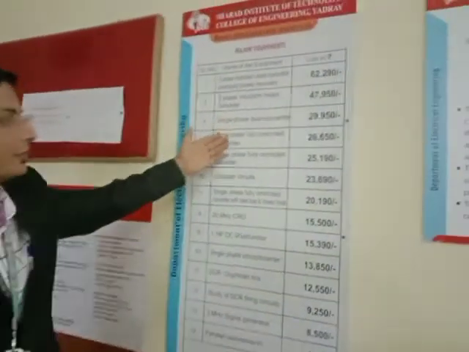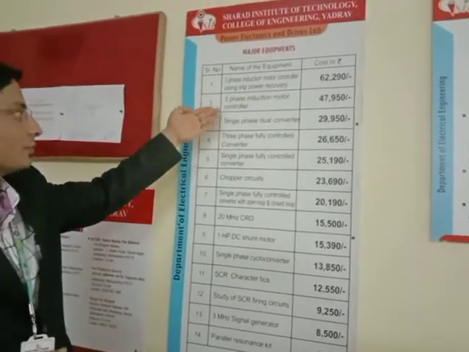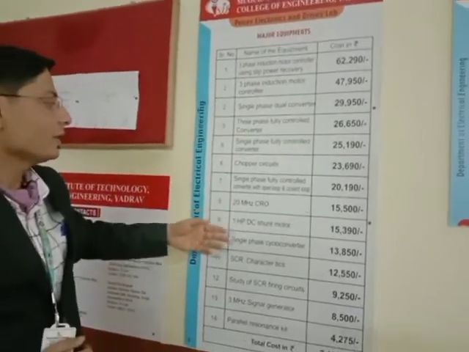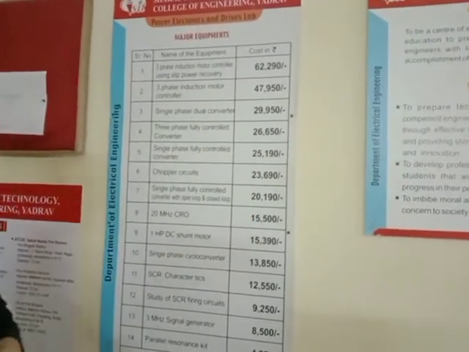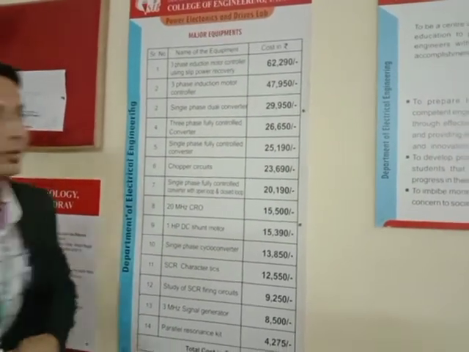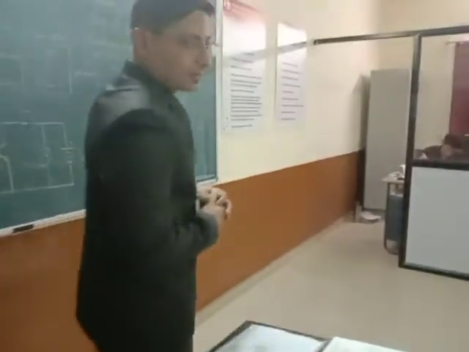And here is the list of some major equipment that we have in our laboratory. You can see the description of each major equipment, as well as the cost of each. Currently the Power Electronics Laboratory is running, so let us see the list of experiments here.